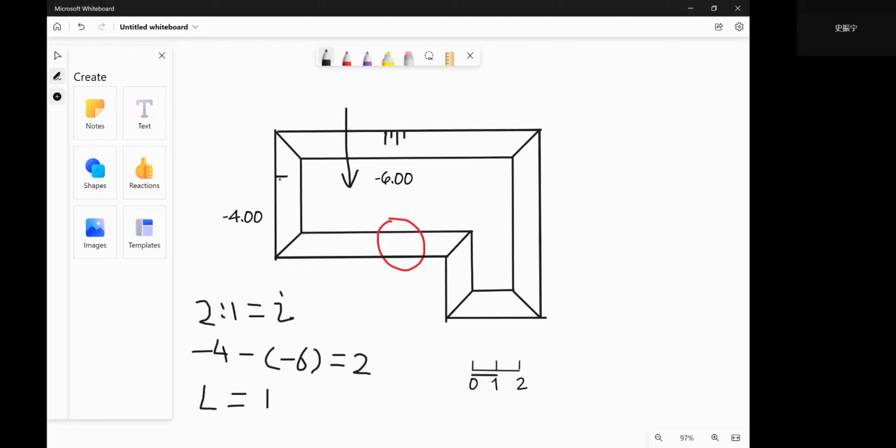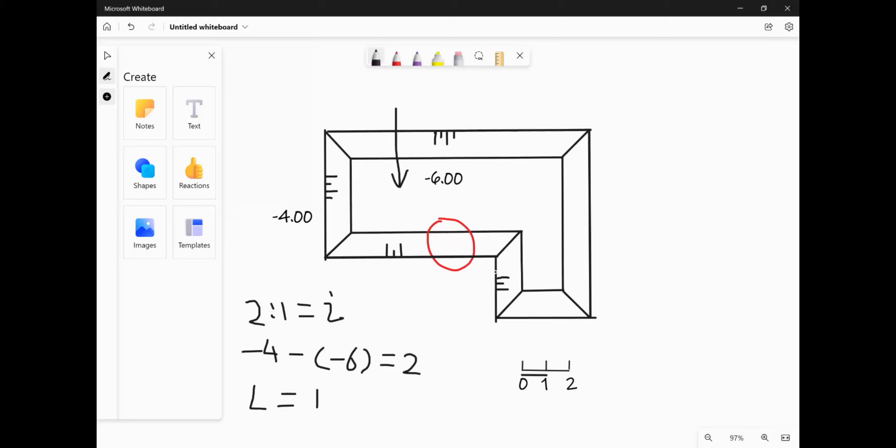Maybe in the final exam, I will change the elevation into 8 and 5. And so maybe all of you will know how to draw it. But do you have a question?